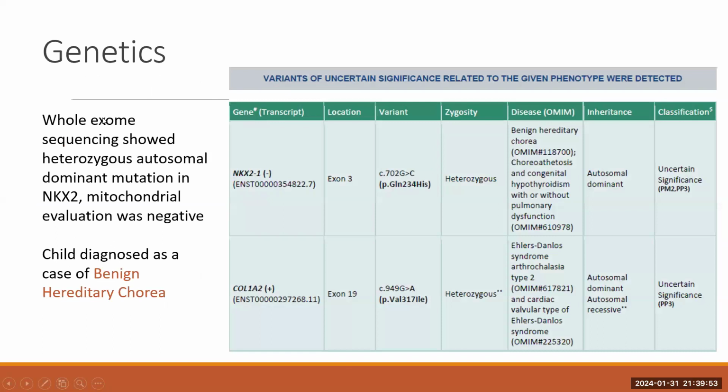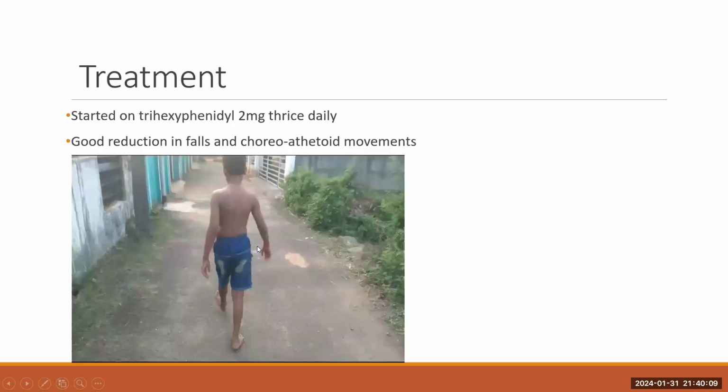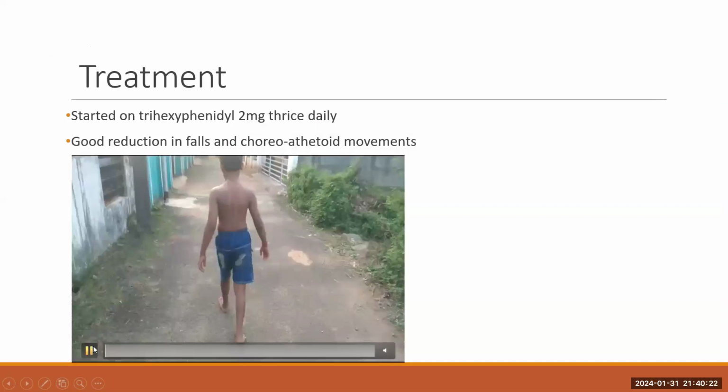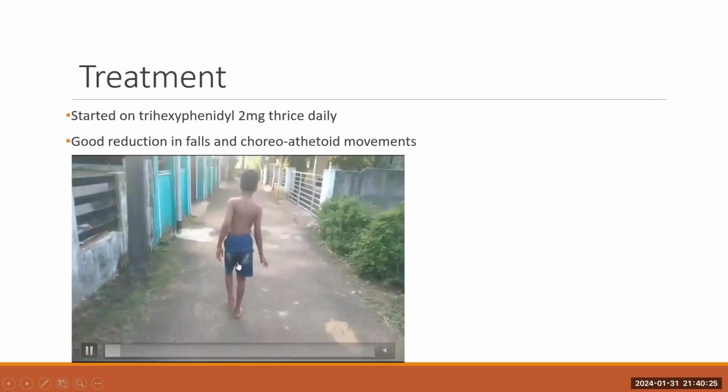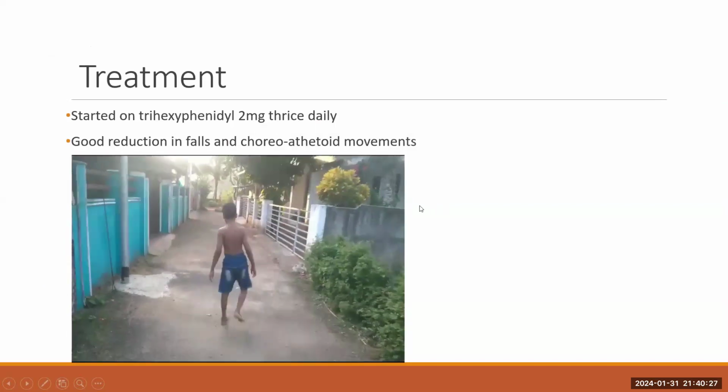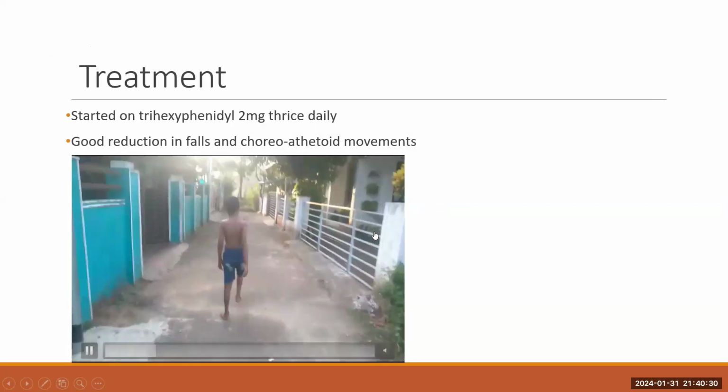We did a genetic analysis in which whole exome sequencing showed a heterozygous autosomal dominant mutation in NKX2, and mitochondrial evaluation was negative, and the child was diagnosed as a case of benign hereditary chorea. We started trihexyphenidyl 2 mg thrice daily, and there is good reduction in choreoathetoid movements. This is the video showing after treatment. There is a good reduction in the choreoathetoid movements and falls. Child is able to balance while walking.